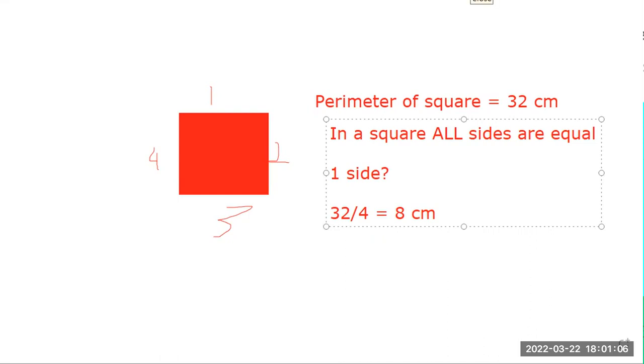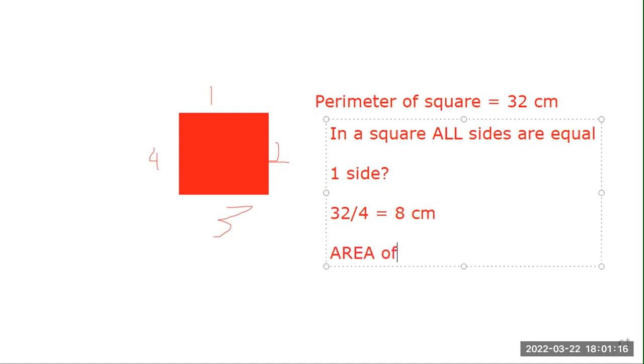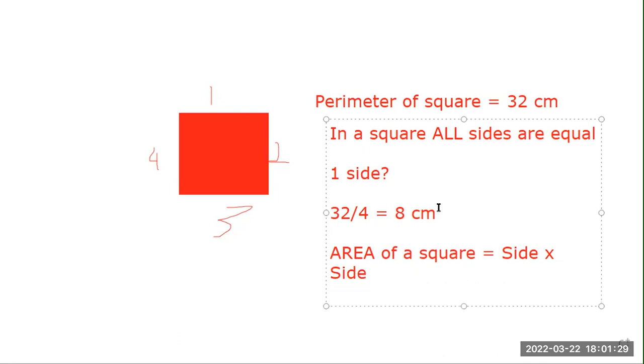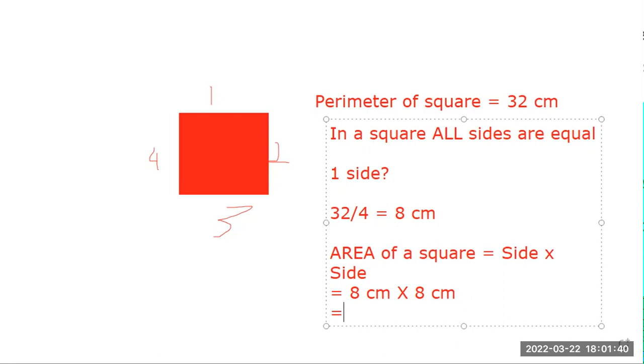Now let's proceed to the other step. So we really need to find the area. So if one side equals 8 centimeters, what is the area of a square? How do we find that, guys? It's side multiplied by side or side squared. But what is the distance of one side? It's 8 centimeters. We would multiply by 8 centimeters. Now we need to know our 8 times table. So 8 by 8 would give us 64.